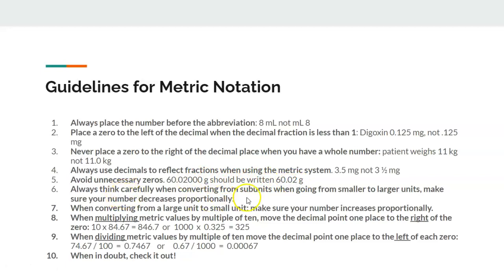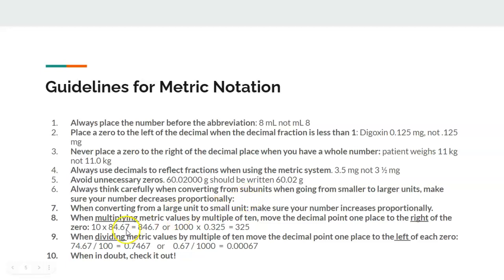Always think carefully when converting from subunits, when going from smaller to larger. Make sure that the number decreases proportionately, and the same thing when you're going from larger to smaller. Make sure the number increases proportionately. So if I'm going from smaller to larger, milligrams to grams, my number should get bigger. And the same thing if I'm going from grams to milligrams, my number should get smaller.